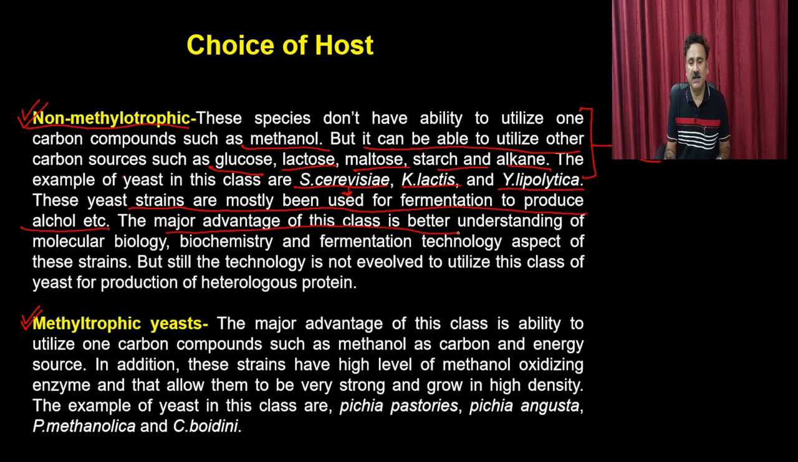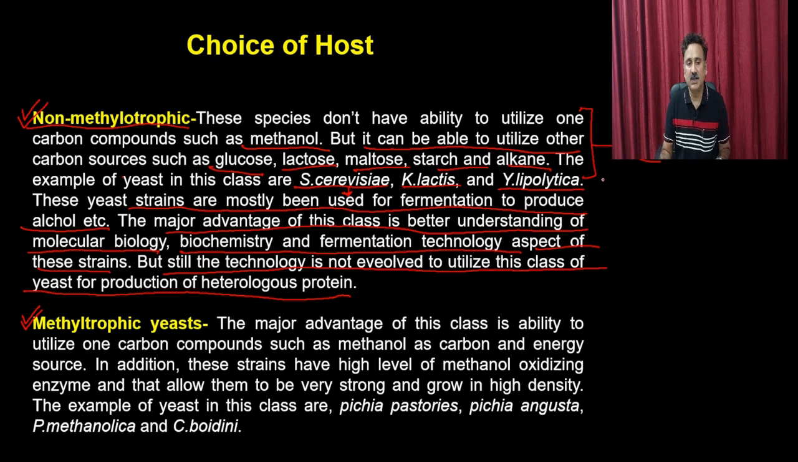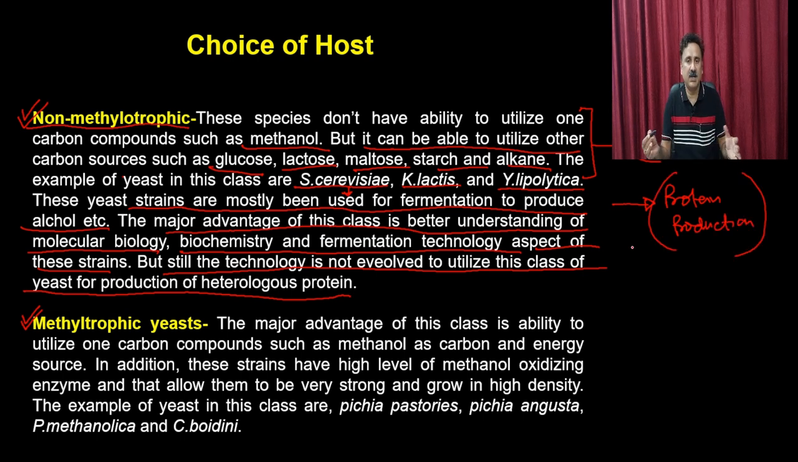The major advantage of this class is the better understanding of the molecular biology, biochemistry and fermentation technology of these strains, but still the technology has not evolved to utilize this class of yeast for the production of heterologous protein. So, this class, the non-methylotrophic yeast, is not being used for protein production because it has not been explored for that. There is no machinery developed, like yeast vectors and those kinds of things, which we are going to discuss in the later part of this lecture series.